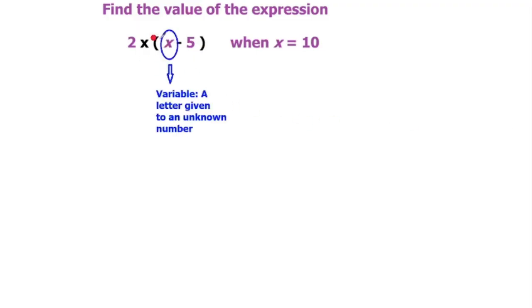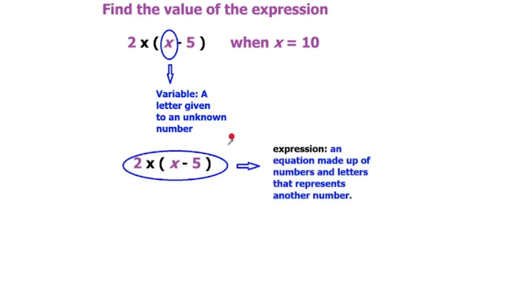So this is a variable. A variable is a letter given to an unknown number. That's all that a variable is. It's just an unknown number. An expression is an equation made up of numbers and letters that represents another number. So this whole thing represents another number. It's made up of numbers and letters, okay?